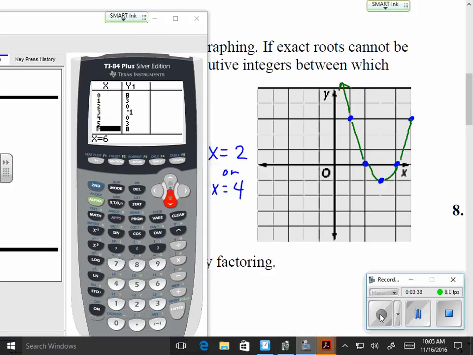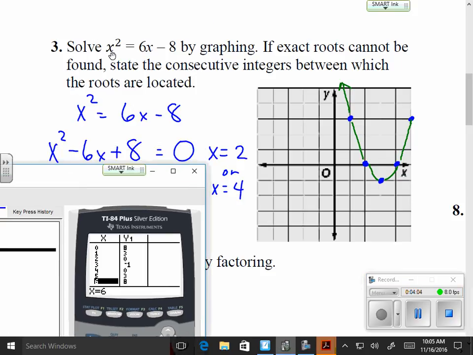So once I graph the parabola, I could graph 1, 3. I didn't have room to graph 0, 8. I graphed 1, 3, 2, 0, 3, -1, 4, 0, and 5, 3. And then 2, 0, and 4, 0 were my roots. So those are also the solutions. X equals 2 or x equals 4. Those two values in the original equation would solve it.